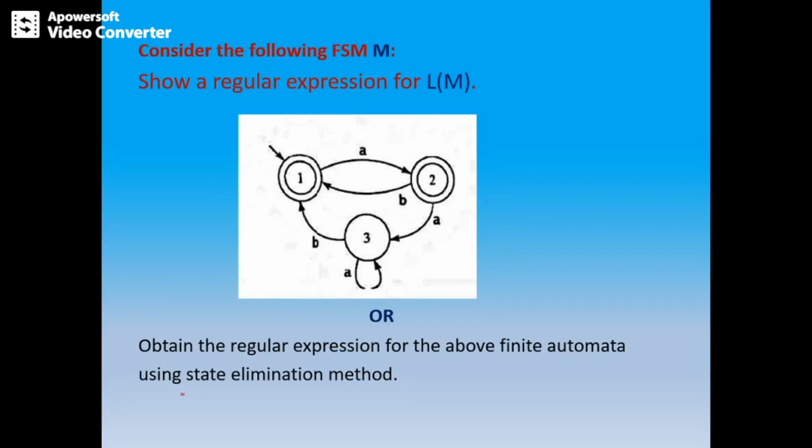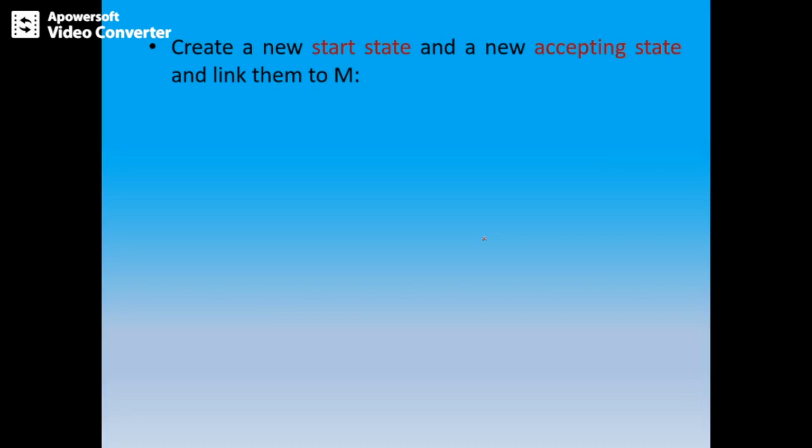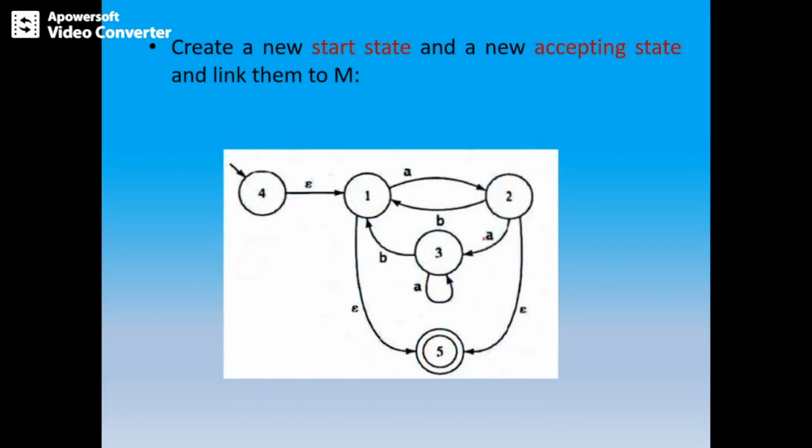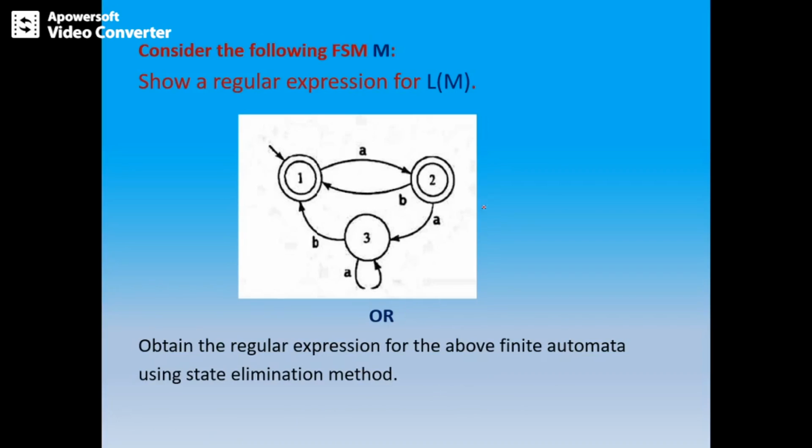Now, what's the first step? According to the first step, you have to check for any unreachable state. If this is a start state, 2 is reachable and 3 is reachable. That is done. The next step is regarding the start state. You can see here, there are transitions coming into it. That means it's part of the loop, isn't it? So you have to create a new start state.